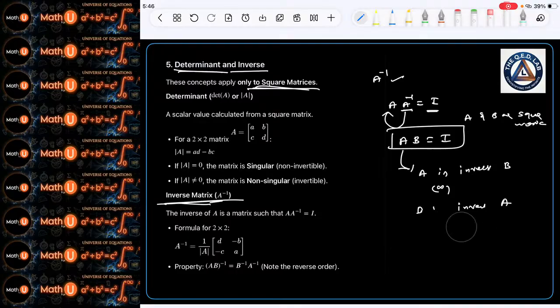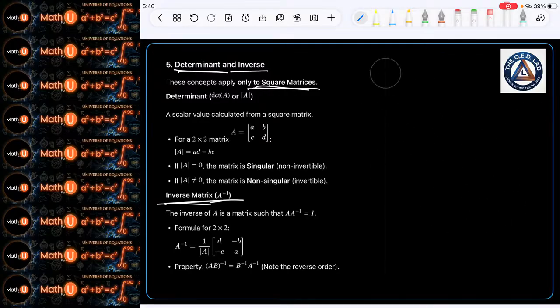This is nothing but the inverse of the matrix. There is a formula to calculate the inverse of matrices. General formula: A inverse is equal to 1 by determinant of A into adjoint of A. The determinant should be not equal to 0, then only the inverse will exist. First we should calculate the adjoint of A.